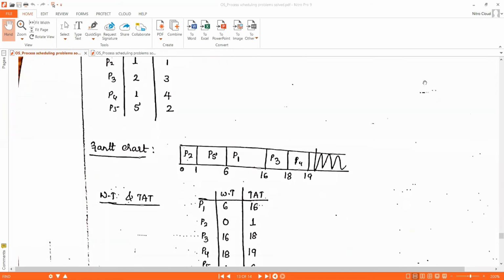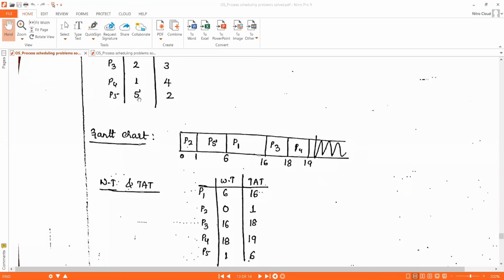Okay, next for process 3. Process 3's burst time is 2 milliseconds and its waiting time is 16 milliseconds. 16 plus 2, it is 18 milliseconds is the turnaround time for process 3. Okay, next process 4. Process 4's burst time is 1 millisecond plus its waiting time is 18 milliseconds. 18 plus 1, it is 19 milliseconds is the turnaround time for process 4. Next, process 5. Process 5's burst time is 5 milliseconds and its waiting time is 1 millisecond. 5 plus 1, it is 6 milliseconds is the turnaround time for process 5.